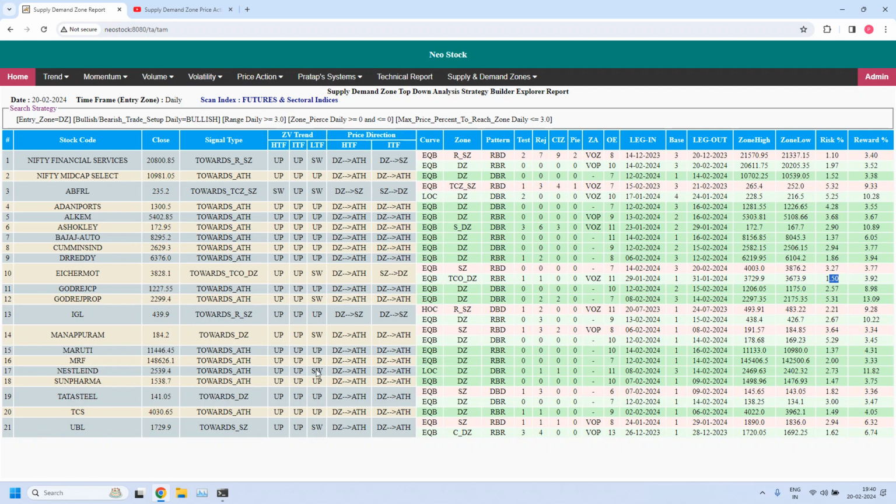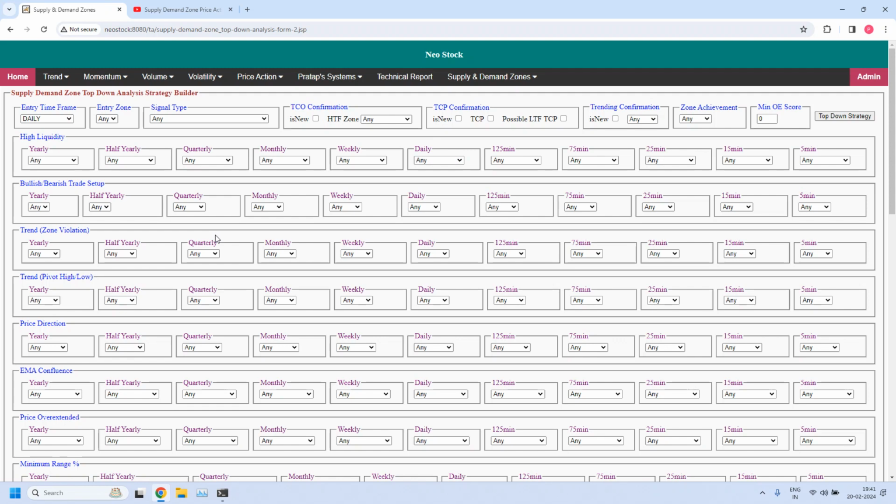Now let us look into the bearish trade setup for monthly income trade. So your LTF is daily. Now the entry zone should be the supply zone, because it is a bearish trade setup and you place your order at the supply zone. And in bullish or bearish trade setup at the daily time frame, I am selecting the value bearish.